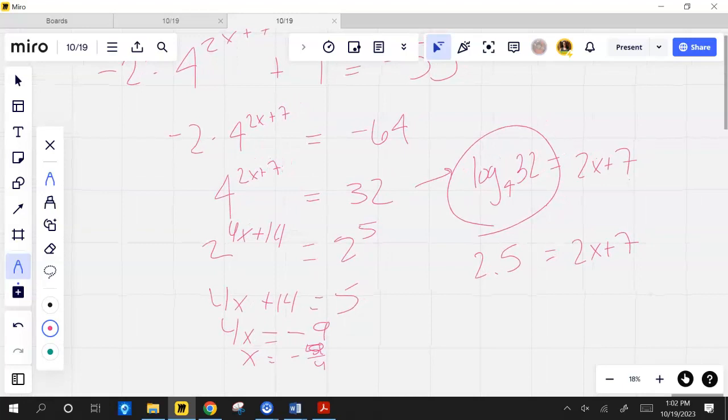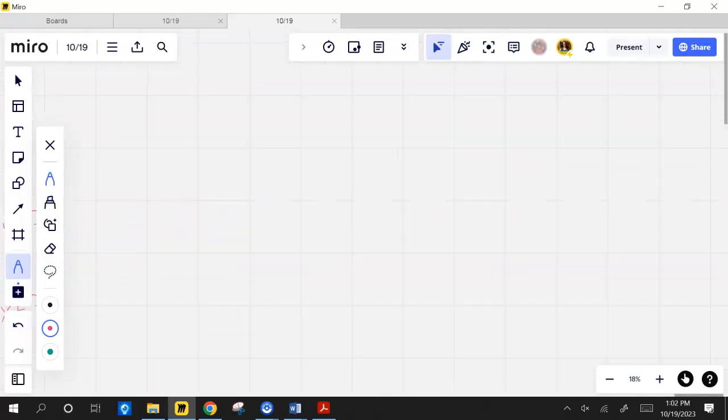No, 2, 4, 8, 16, 32. 9, 5. He made the bases the same and then set the exponents equal. All right, let's do something you haven't done then. Keep solving. Subtract 7 divided by 2. Yes.